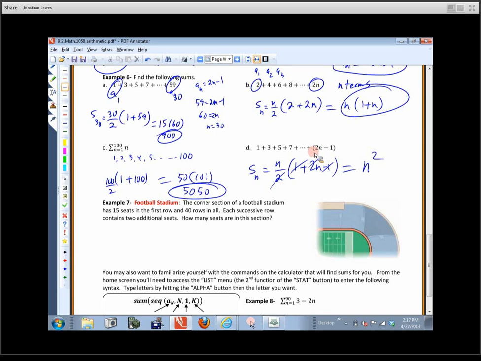If you want to add up the first 4,000 odd integers, you don't have to write out all 4,000 of them. You don't have to find some funky pattern. We just figured out, you know what? If you want to add up the first n odd integers, it's n squared.